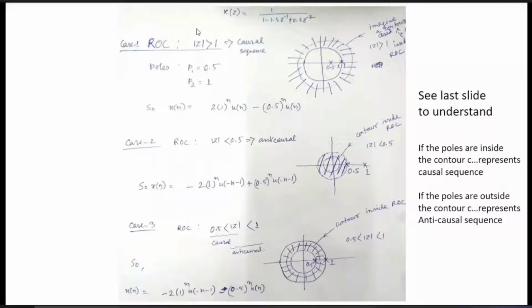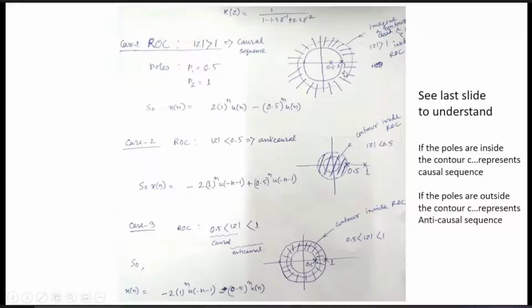So that is plotted here. You can see this circle. It is one circle having radius 1, and the ROC is the shaded region. It is not touching that circle, since it is greater than that one. And we have plotted the two poles, P1 and P2, which exist at 0.5 and 1.